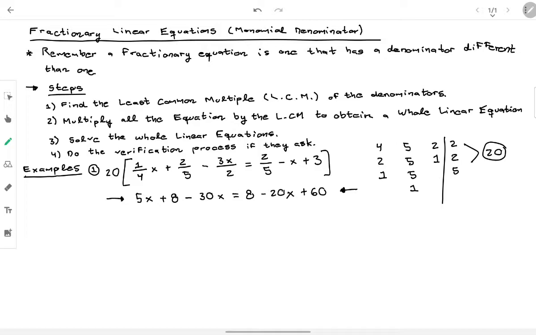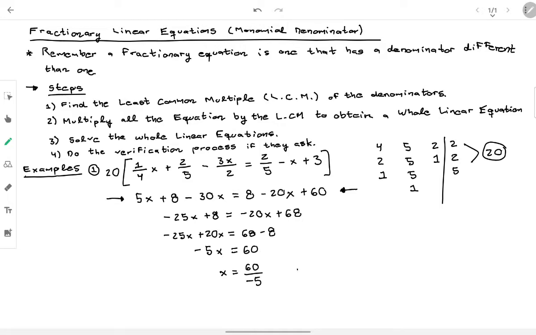Then let's continue doing a whole linear equation solving exercise, because this one is a whole linear equation. So let's solve it. We can do the like term simplification on the left and on the right. On the left, it's going to be minus 25x plus 8 equals minus 20x plus 68. Then if we send the letters to the first member and the numbers to the second member, it's going to be minus 25x plus 20x and 68 minus 8. So it's going to be minus 5x equals 60, x equals 60 over minus 5.